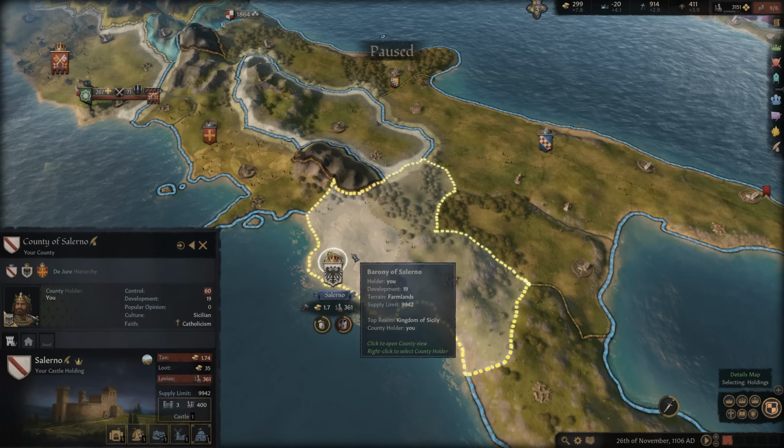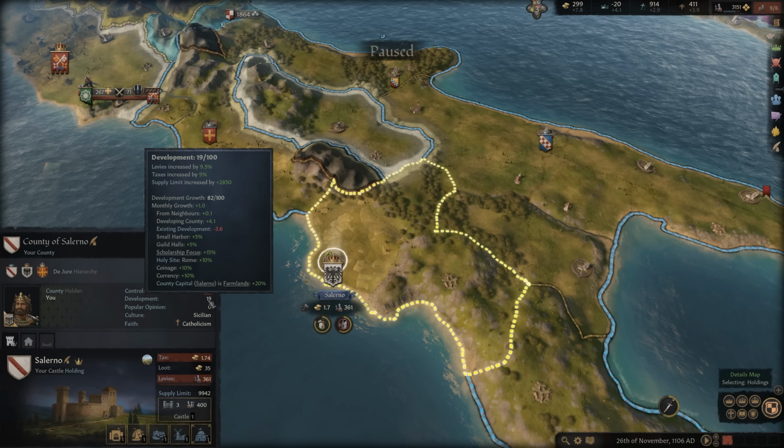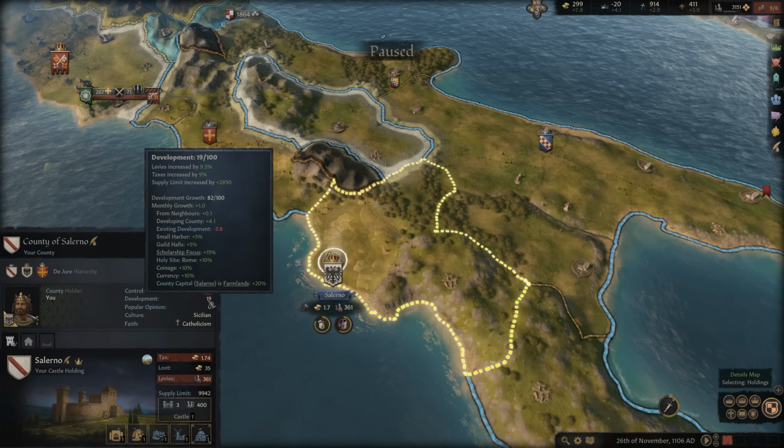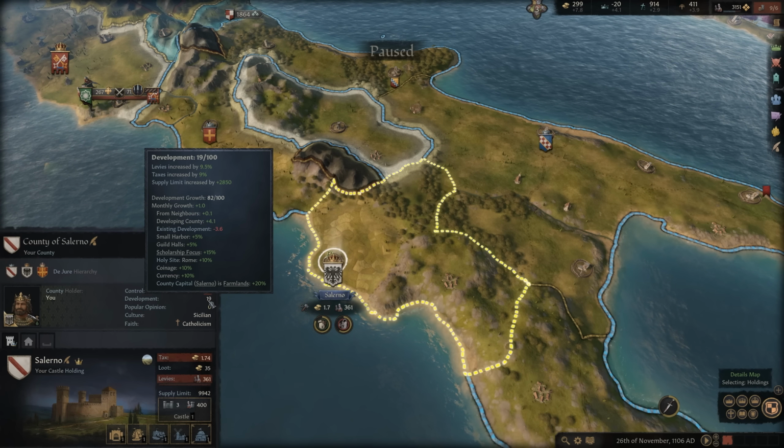Now, as we move on, there's also development. Now, development is hugely important here, because this is going to increase your tax amount, the levies, and the supply limit of a specific duchy.